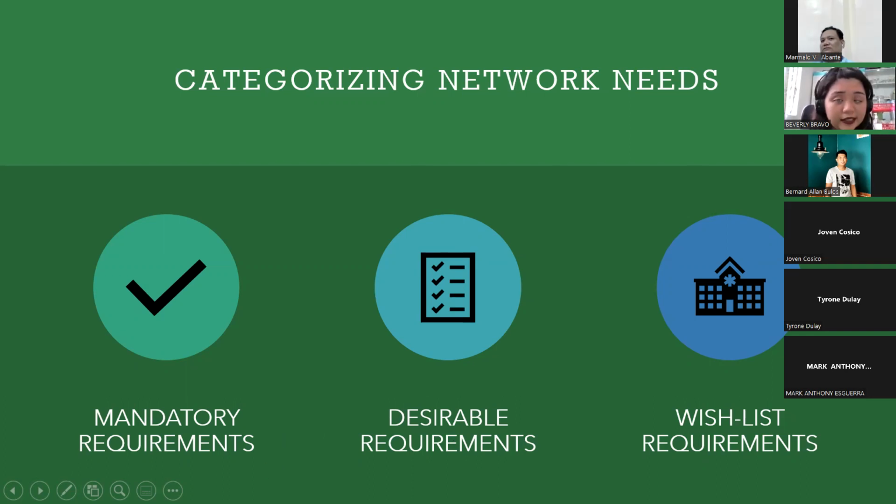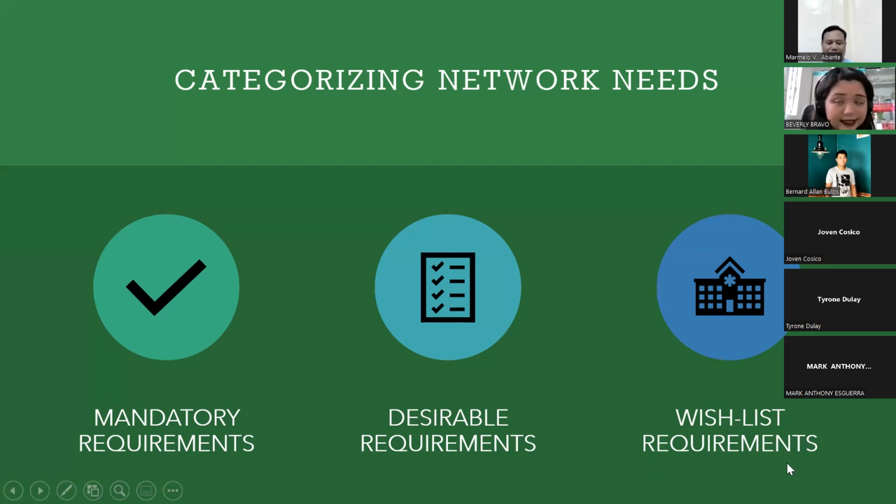Next is the desirable requirement. This is like the wants of the users. This could be negotiable, but still it would be preferable if these requirements could be met. But as I mentioned, it could also be negotiable.